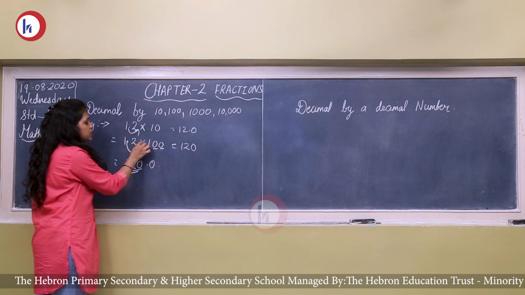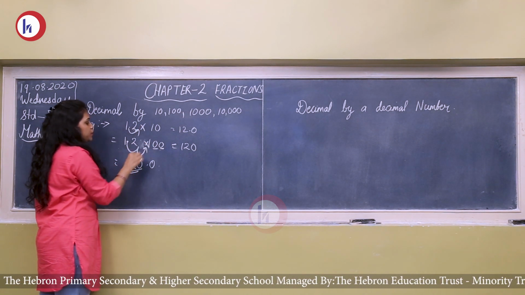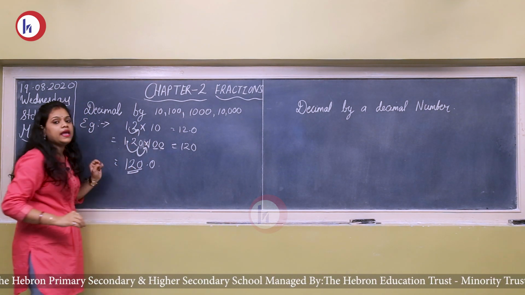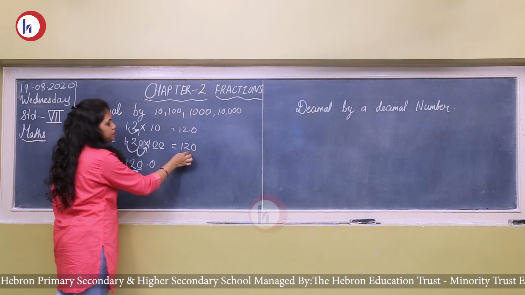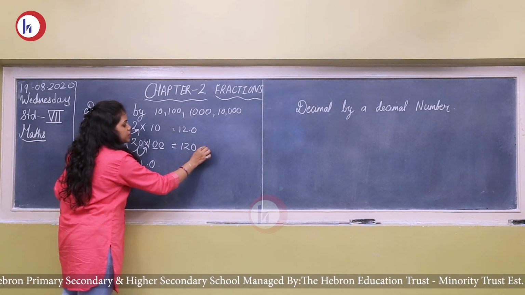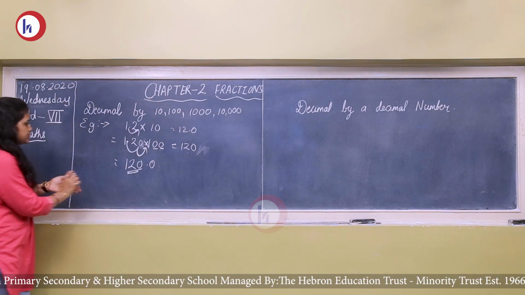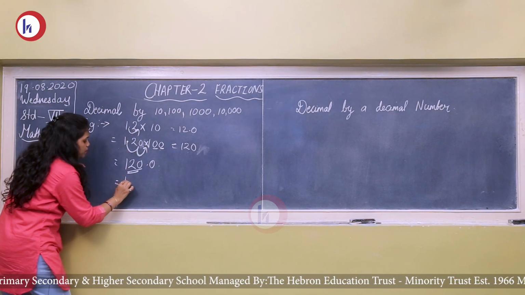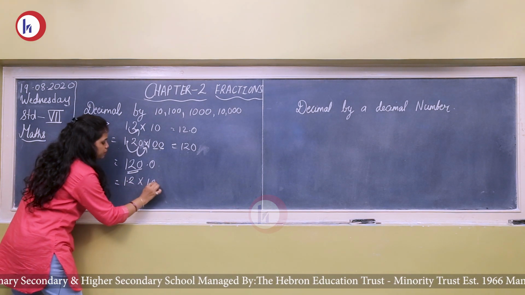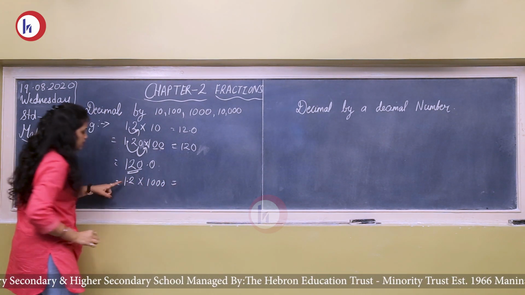So if you don't have another number, what are you going to do? You are going to place an extra 0 there. So your answer becomes 120.0. We don't write 0.0, so it will be 120. Okay. Let's take one more example. Same 1.2 into 1000 if you take. So what will be your answer now?